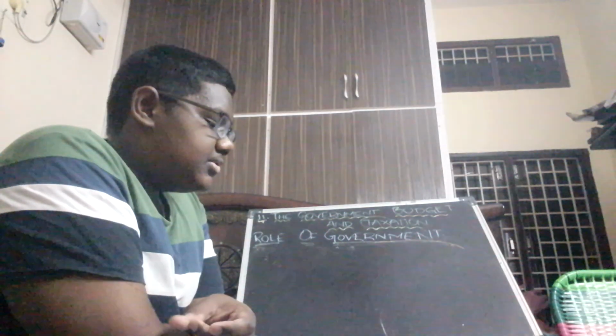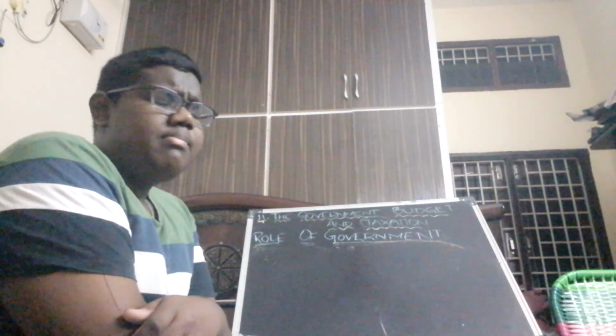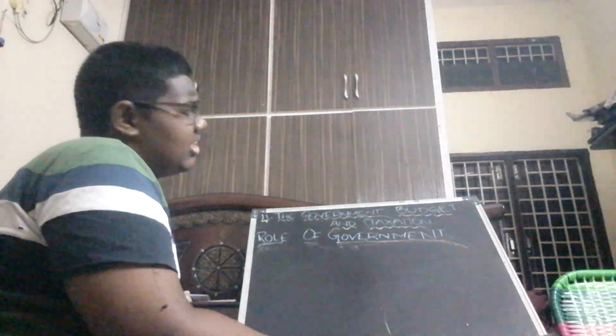So this is chapter 11, that is government budget and taxation. Public facilities, this is okay. The role of government, I have to finish faster. Yes, role of government.